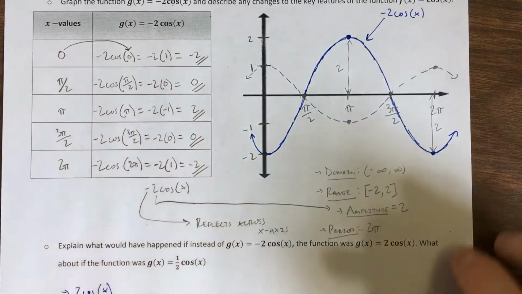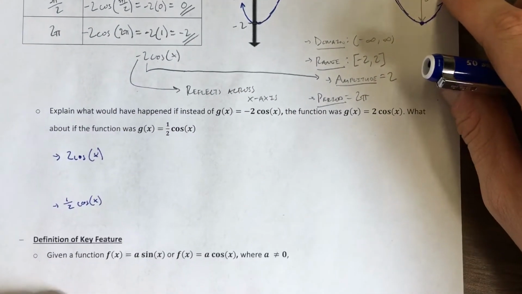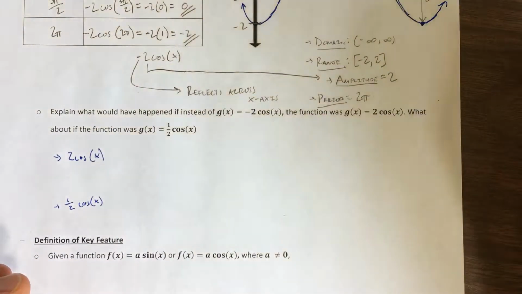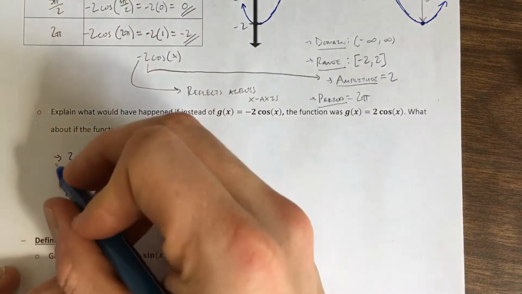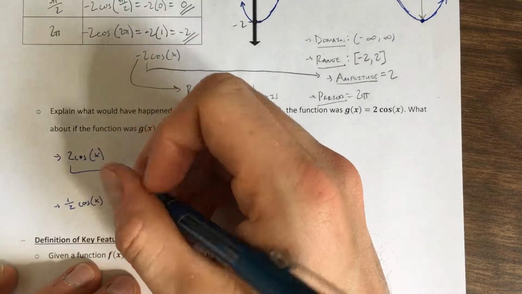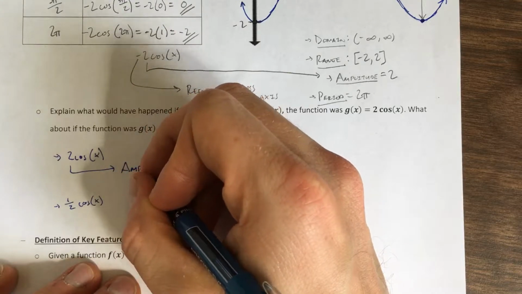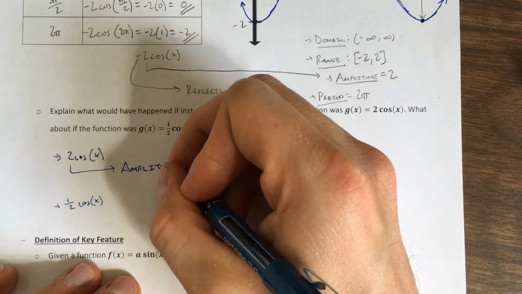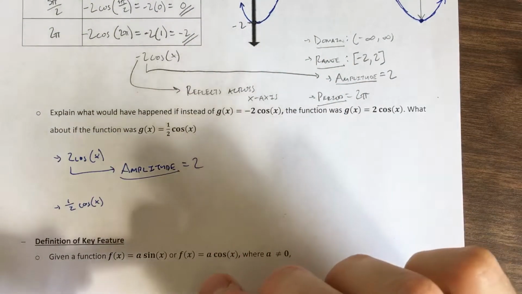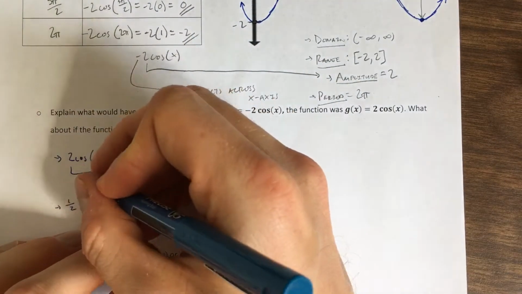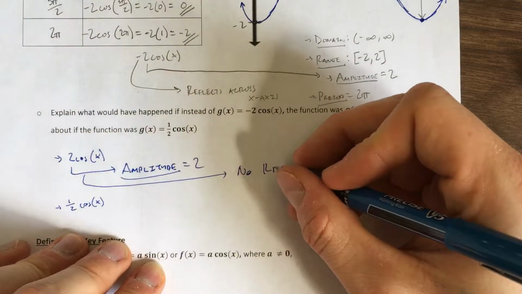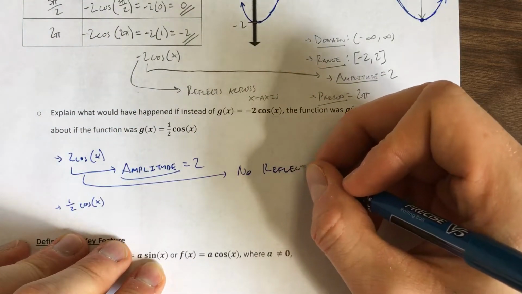So let's take a look. Let's suppose instead of -2 cosine x, we had 2 cosine x, 1/2 cosine x. Well, what's going to happen here is this 2, again, because we're multiplying our parent function by a value, is going to cause the amplitude to change, and so our new amplitude is now 2. Is it going to reflect? No, there is no reflection because that 2 is positive, it's not negative.